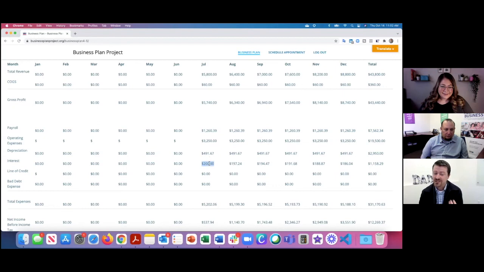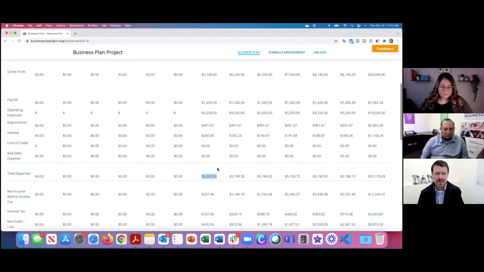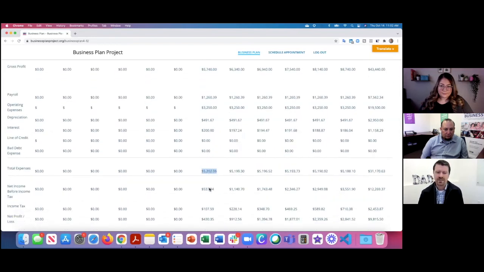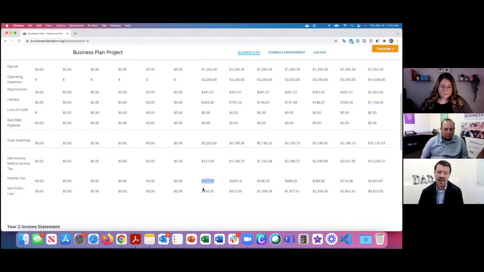But we had interest on that loan, that $32,000 we had to get a loan for, not the principal, but the interest. That's an expense. We didn't have a line of credit and we didn't have any bad debt expenses. Everybody paid us. Woohoo. So $5,200 in total expenses. You got 5,700 coming in for the month minus 5,200. We have a net income of 537. And then those pesky taxes, because we said we wanted to allocate 20%. We know we got to pay Uncle Sam. So our income after taxes, our net profit for the month is 430.